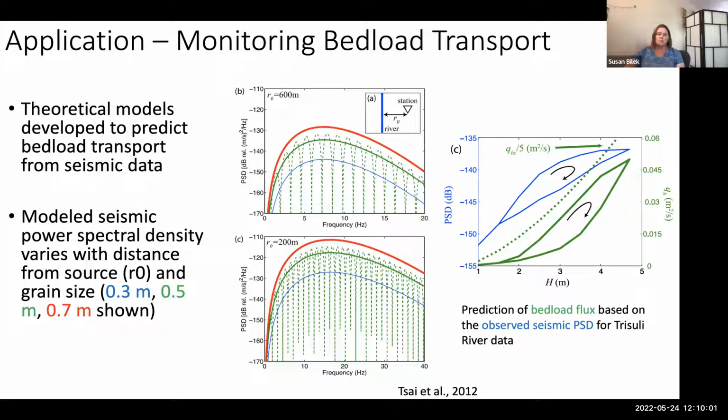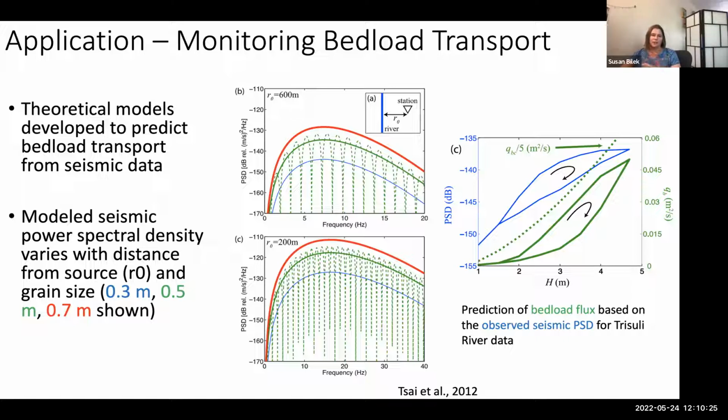So we can look at the seismic data collected and related to bedload transport. And with that, various models have been suggested to help predict bedload transport from that seismic data.